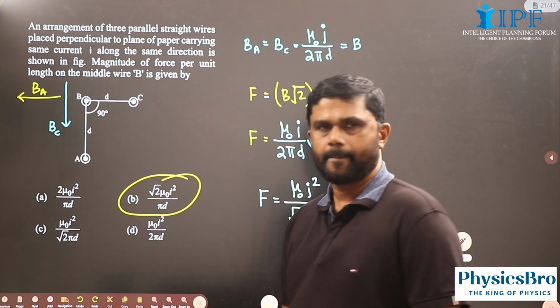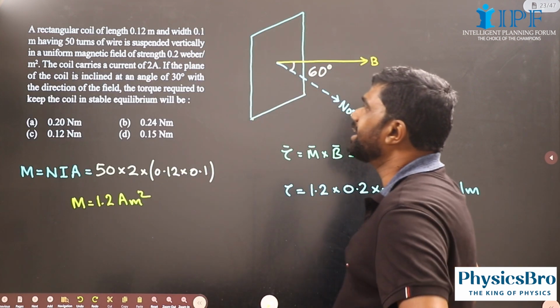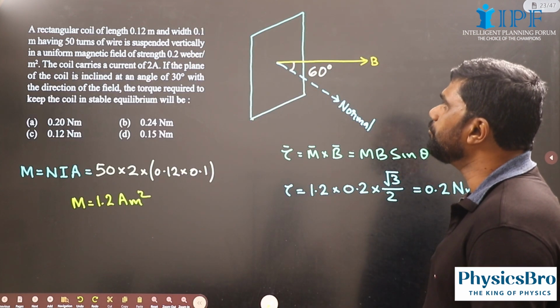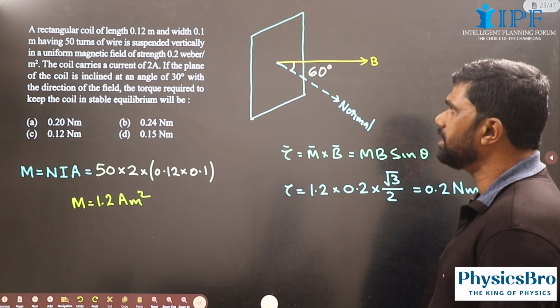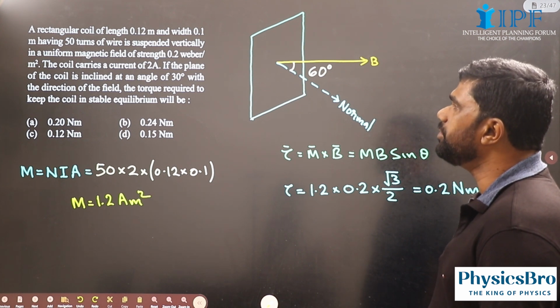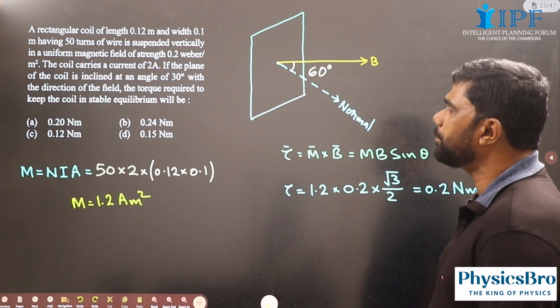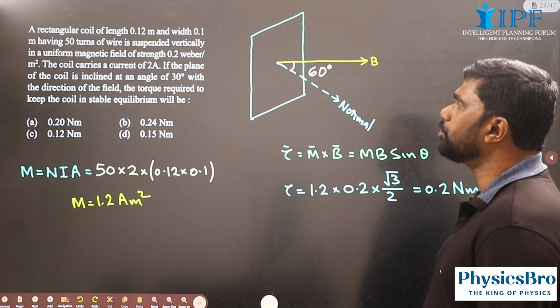This one. Now a rectangular coil of length 0.12 meter and width 0.1 meter having 50 turns of wire is suspended vertically in a uniform magnetic field of strength 0.2 Weber per meter square. Coil carries a current of 2 ampere.